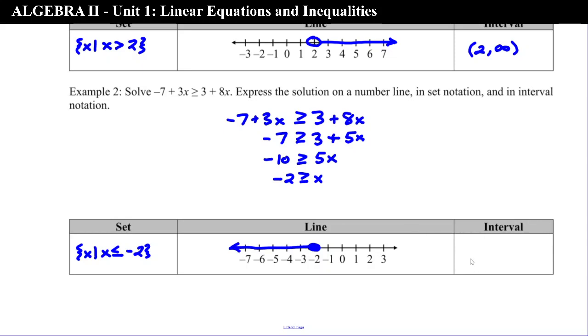And then finally, in interval notation, once you have your number line, it's very easy to do interval notation. Our lower bound is going to be -infinity. Our upper bound is going to be -2, and we're including that -2 as part of our solution.